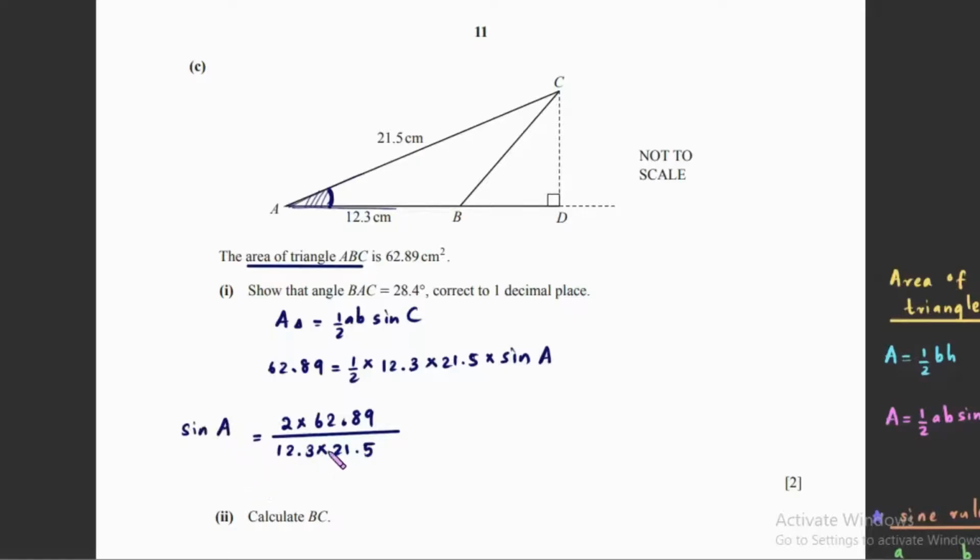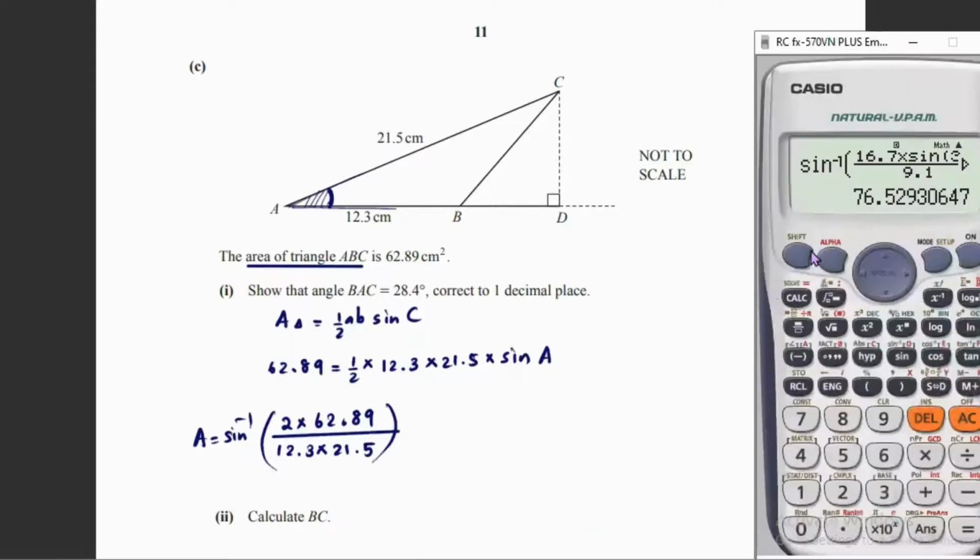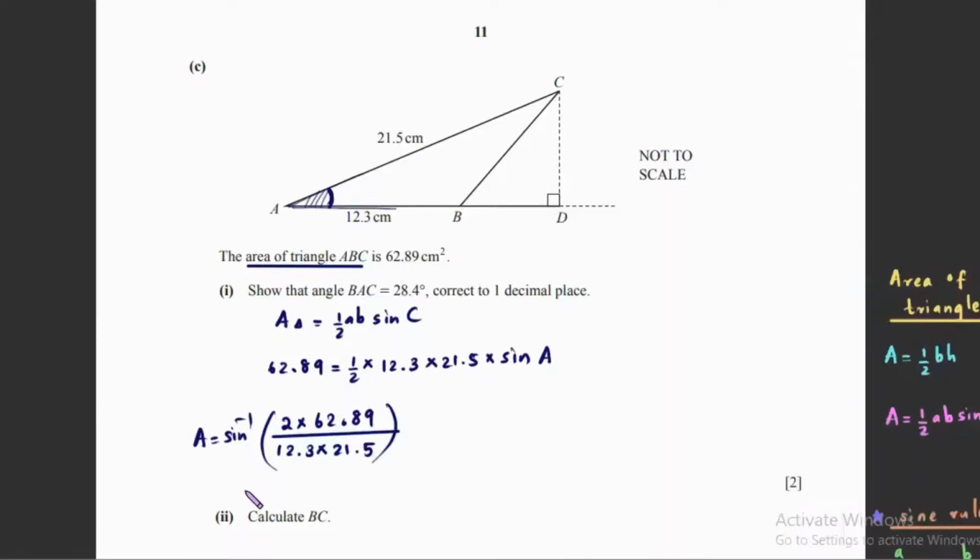To find what A is, I need to do the inverse of this. So I can write A is equal to inverse sine of this, because that is to calculate the value of the angle. I'm going to put this in the calculator directly and see what I get as the value for A. So I'm going to do inverse sine, and inside the brackets, I need to write 2 times 62.89 divided by 12.3 times 21.5, and then I need to close the brackets. When I do that, I get 28.400, but correct to one decimal place, it will be 28.4. So this angle A is the angle BAC, so it will be the same 28.4 degrees, like in the question that is given.